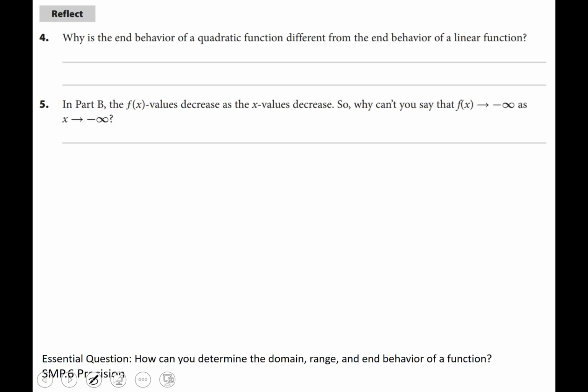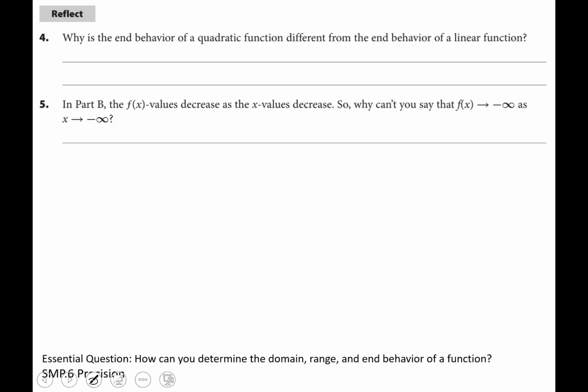The book says there's a turning point, but you could kind of do either way. The end behavior of a quadratic function is different from the end behavior of a linear function because a quadratic function's ends both point in the same direction, whereas a linear points in opposite directions. You could also say that the quadratic function has a turning point that changes the direction of the graph.